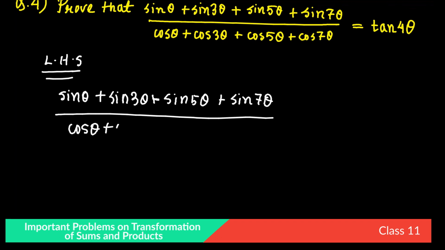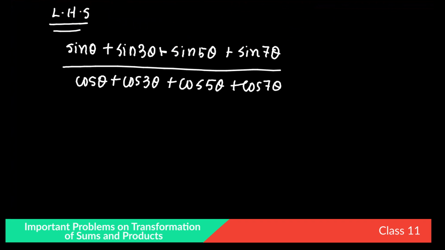by cos theta plus cos 3 theta plus cos 5 theta plus cos 7 theta. Now what will we do here? We will take sine theta and sine 7 theta as a pair, and 3 theta and 5 theta as a pair. Here we will do also the same thing. Theta and 7 theta as a pair, 3 theta and 5 theta as a pair.